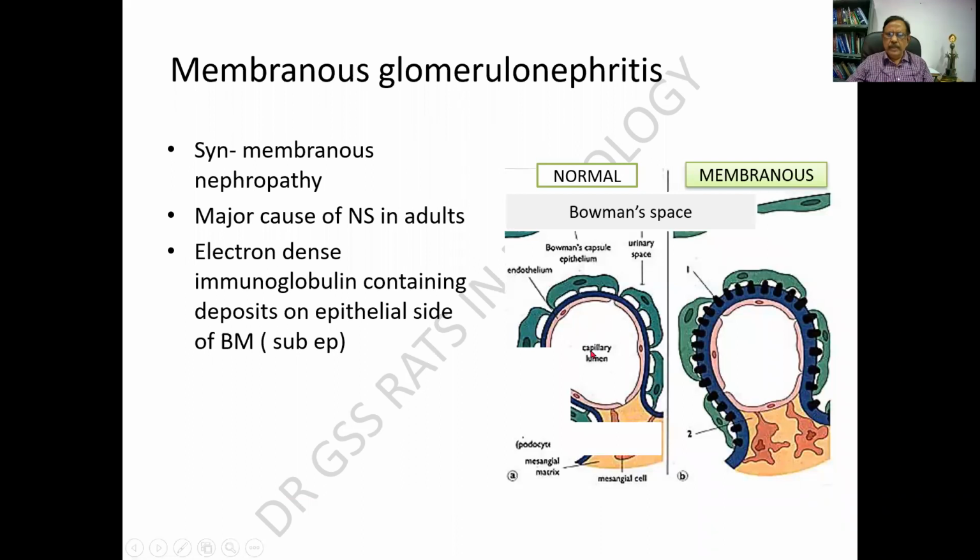What do I mean by this? You find that this is a capillary in which I have got an epithelium, the basement membrane, and the pink colored endothelium. And this is the capillary lumen. Whereas in this, I find it is a case of membranous nephropathy, and I find that the epithelial cell has beneath it spikes of deposits of immunoglobulin. So it is described as subepithelial deposits of immunoglobulin in the basement membrane.